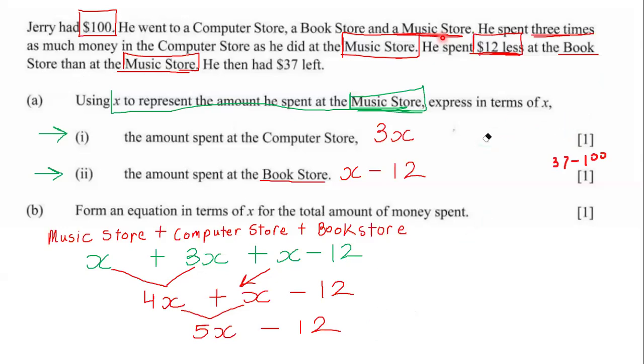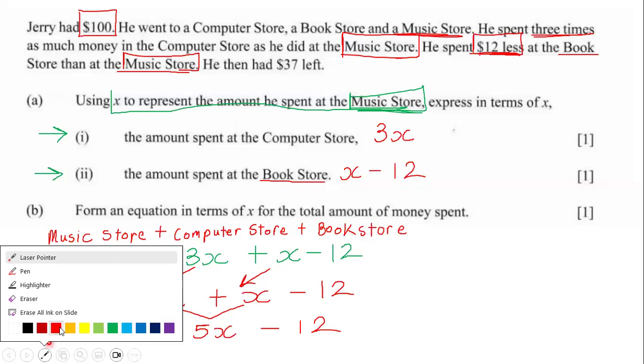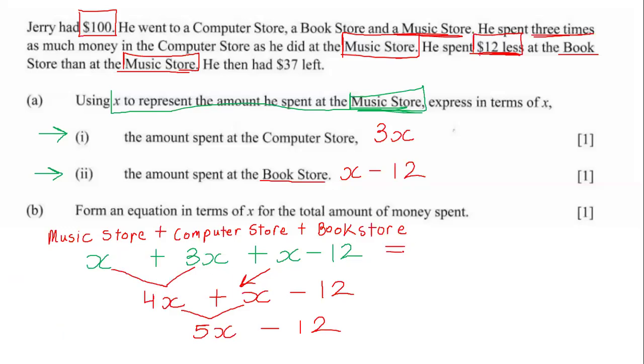So this is going to be 63 equal to 63. But how do we get to 63? We know that this is going to be equal to 100 minus 37. And what is 100 minus 37? 63. It's going to be 63. And so that means that 5x minus 12 is equal to 63.